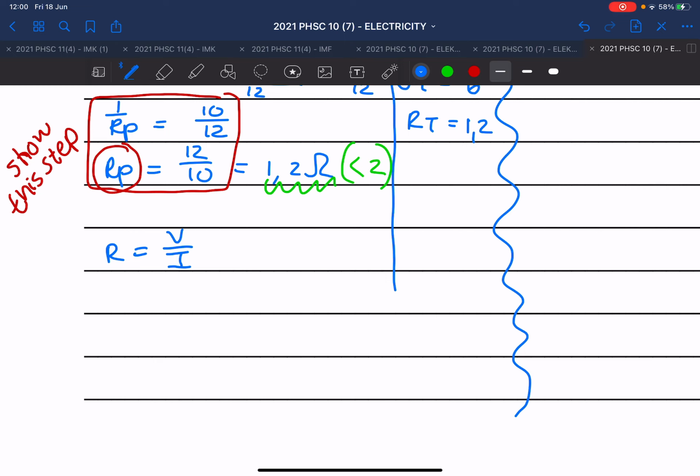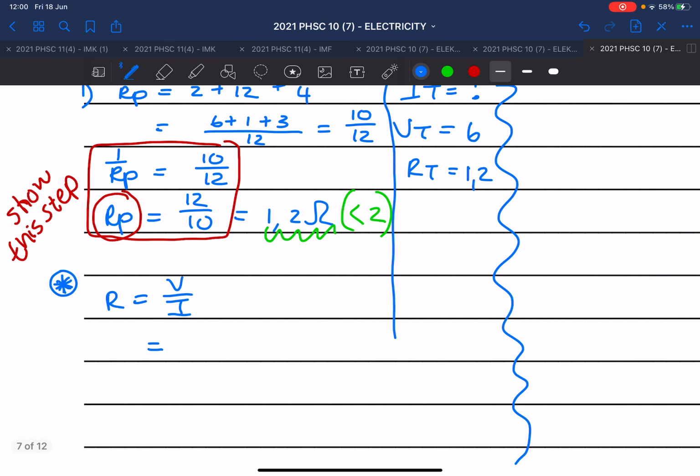Now, another formula that I'll put on there for you for a test or an exam is this formula right here. Okay, so you will write it down exactly like that. Then you substitute your values. Our resistance we calculated as 1.2. The volt is 6 and we want the current.